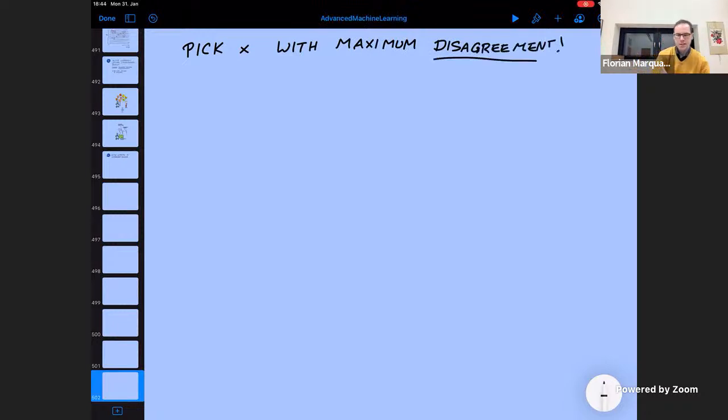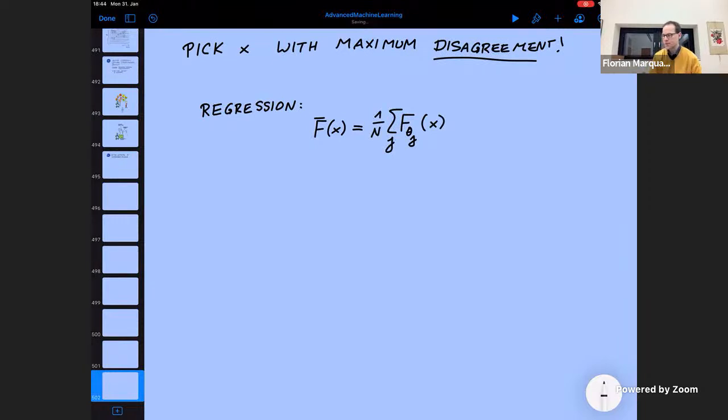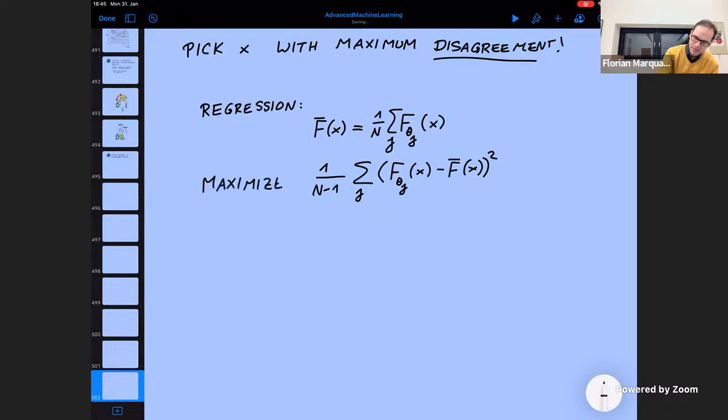Now we can look at the different tasks. In this case, let's start with regression. You could say my average prediction for this particular X is just I take all the models. Theta J is now the parameters for model number J. And I average. Then I can get an empirical estimate for the variance if I like. So I could look at something like this, sum over all j, f theta j of x minus this average. That would be an estimate for the variance, and this is, so to speak, the uncertainty. And I will pick the x that maximizes this uncertainty. Okay, so that's one way to use such a committee of models for regression.